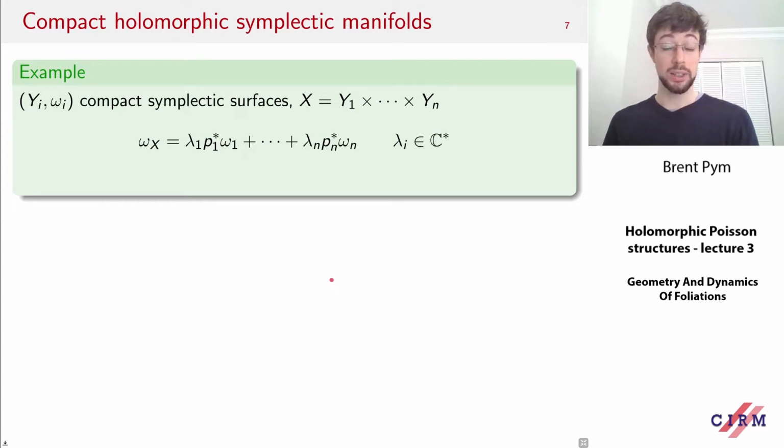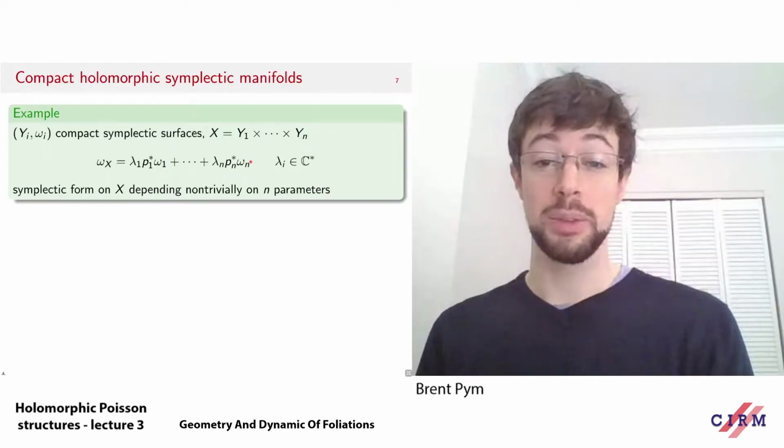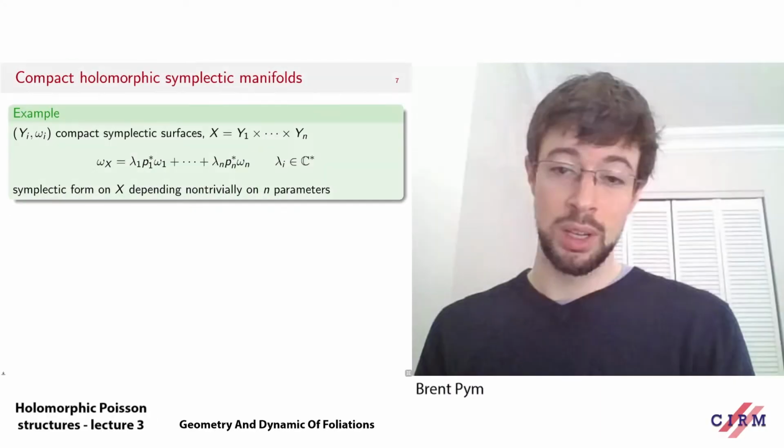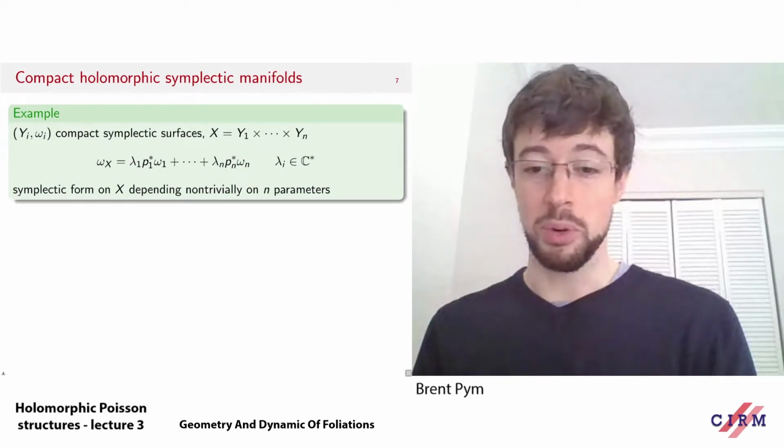So in that way, we get a symplectic manifold of dimension 2n. And this symplectic form depends non-trivially on these n parameters. So in particular, the cohomology class of this symplectic form will change if you change these parameters, lambda i. But this is a kind of silly construction. Of course, we can just take products to get more and more examples.